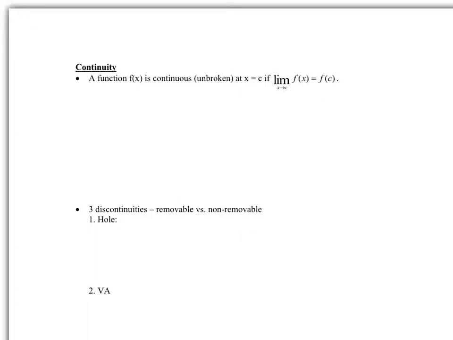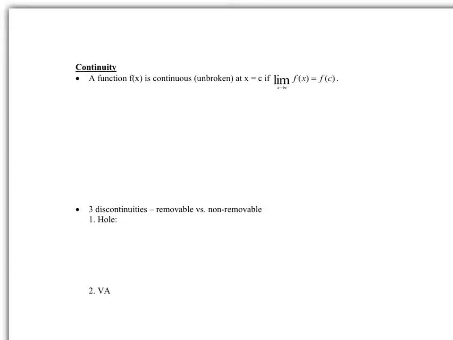Okay, we're going to talk about continuity next. We say a function f of x is continuous, and by that I mean unbroken or uninterrupted, at x equals c if the limit of the function as x approaches c from each side is equal to f of c.